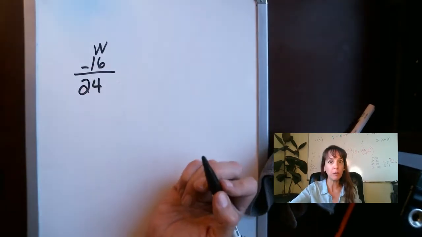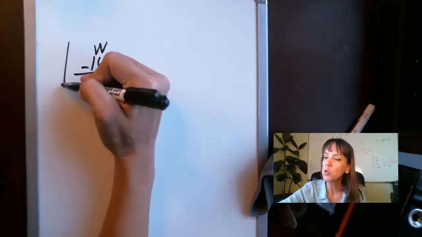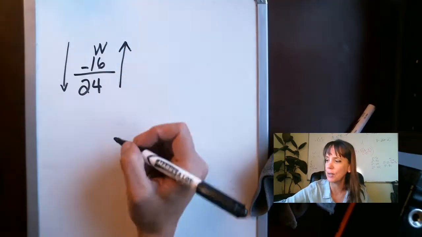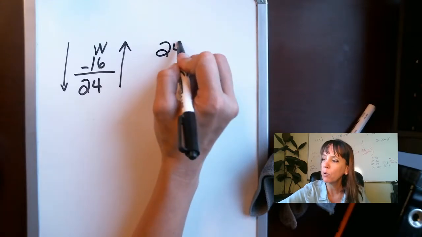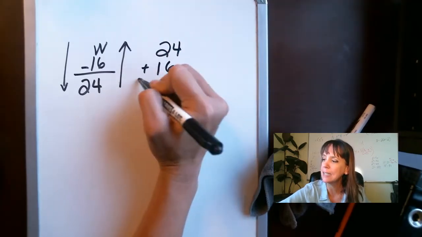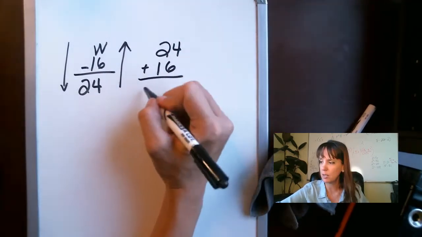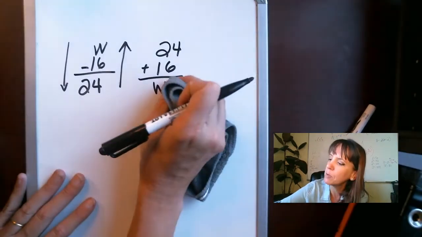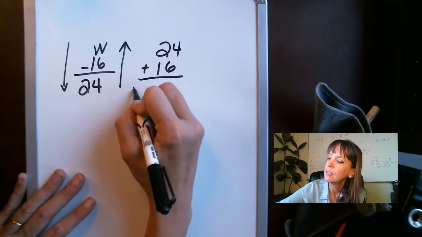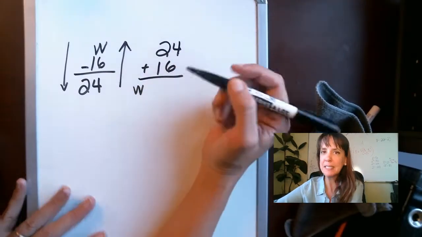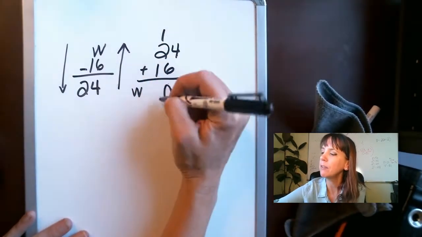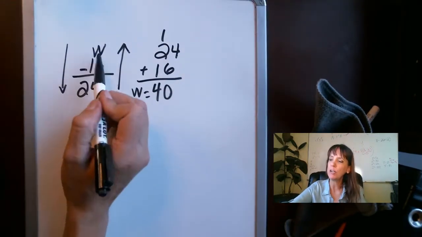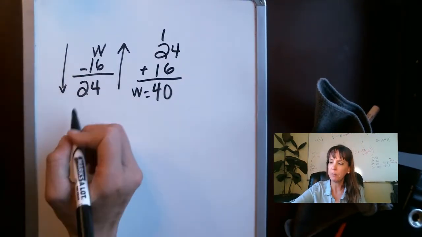Example 3 says W minus 16 is 24. Well, remember, based on our facts, if we subtract in this direction, we can add in this direction. So let's try that. 24 plus 16 is W. Sure enough, that's the fact that we need. So I'm going to move that W over to the side, and we're going to do this. 4 plus 6 is 10, carry that 1, we get 40. W equals 40.